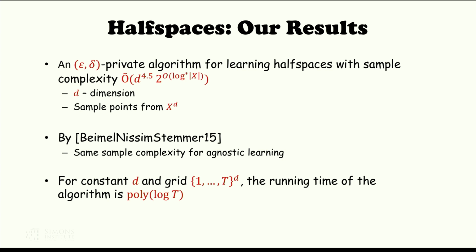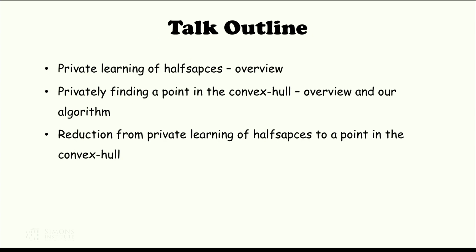And if we consider a constant d, and not a general grid but the grid 1 to t to the d, the running time of our algorithm will be polynomial in log of t. So for constant d and a nice grid, our algorithm's running time is efficient. This ends the overview part about private learning.